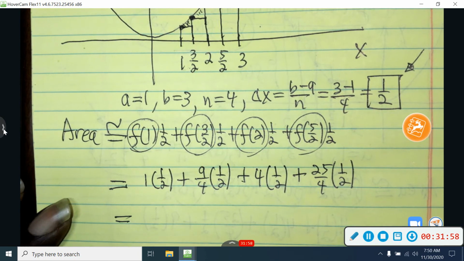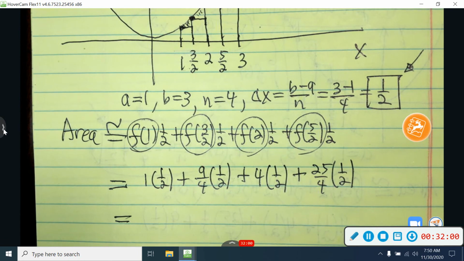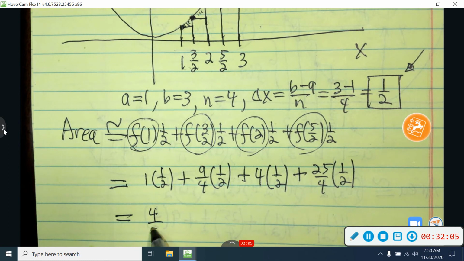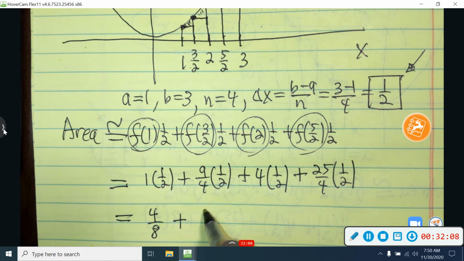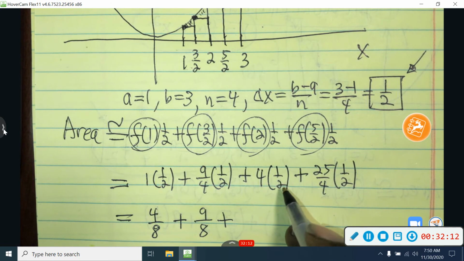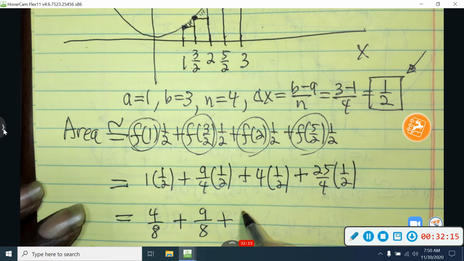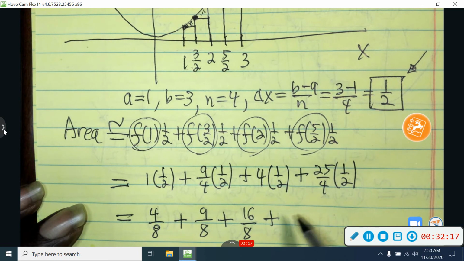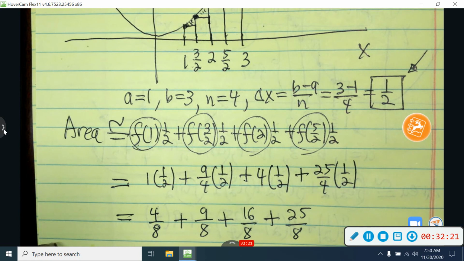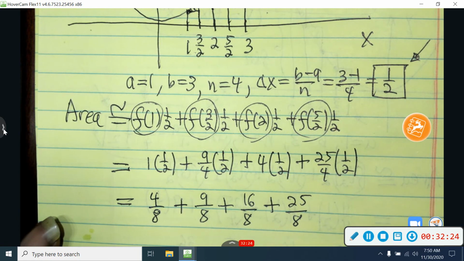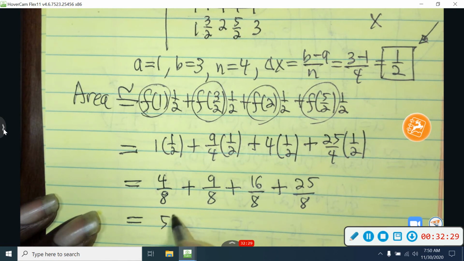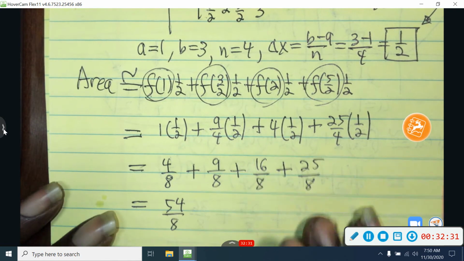I'm going to put them all over 8, because some of them have 8s. Here I get 1/2 multiplied by 4 over 4, you get 4/8. Here this is already 8s, 9/8. Here, 4 over 2 multiplied by 4 over 4, 16 over 8. And finally here, this is already 8, so it's 25 over 8. Okay? So you get that. Add it all up. It adds up to 54 over 8. Or reduce it if you want.